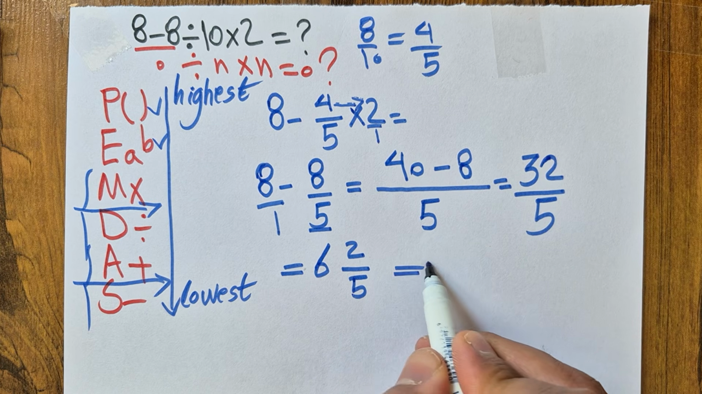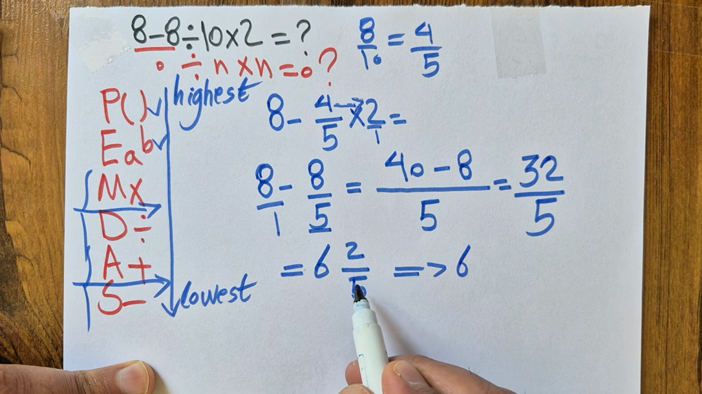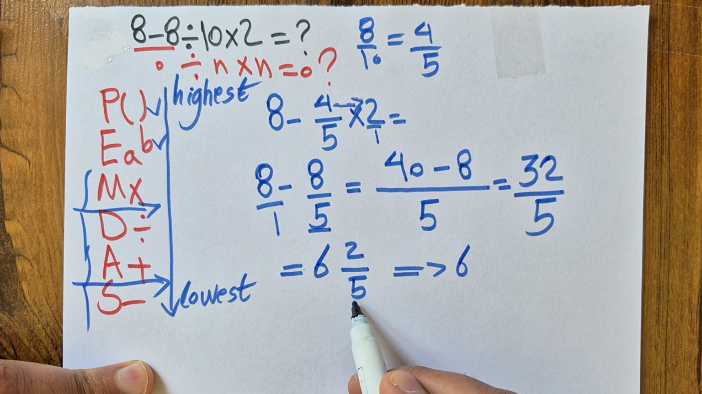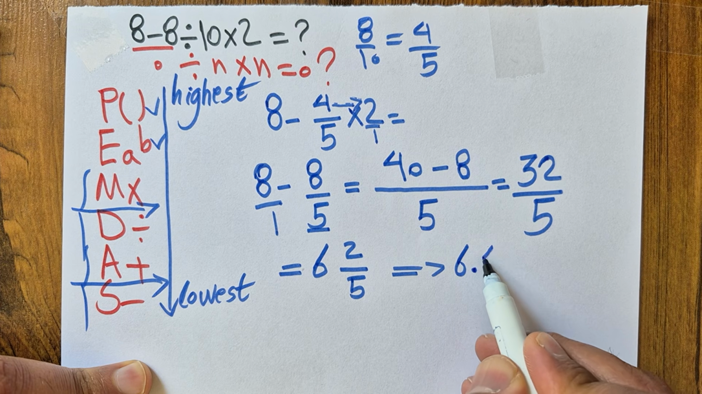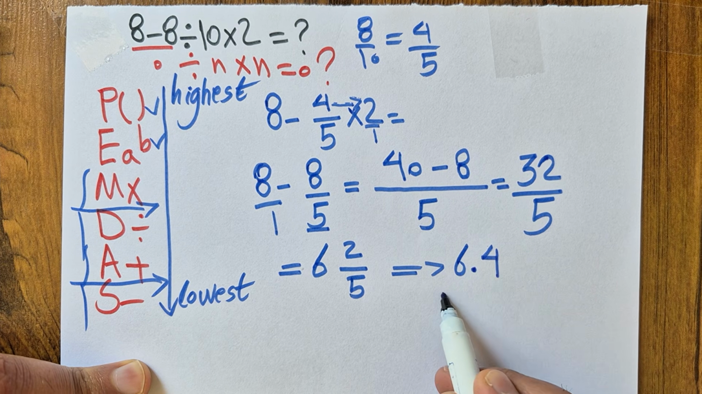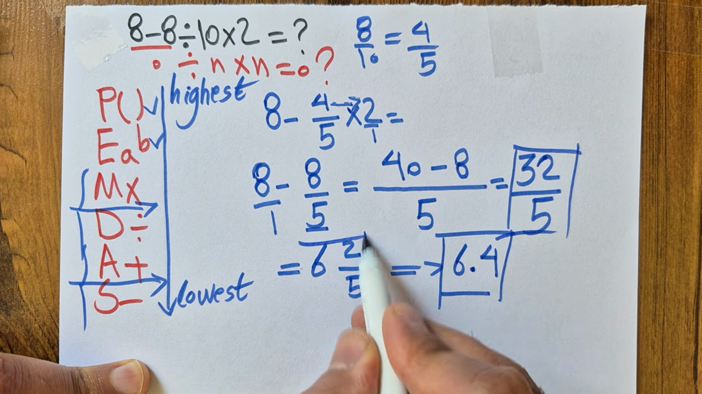If you want to write it as a decimal, instead of 2/5, you can write it as 4/10, right? So 6.4. That's the final and the correct answer.